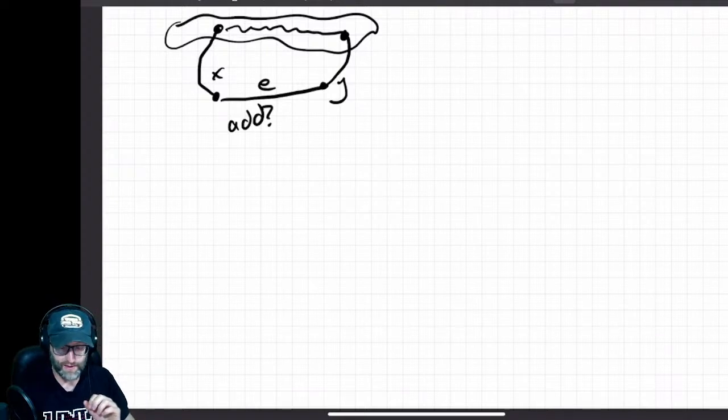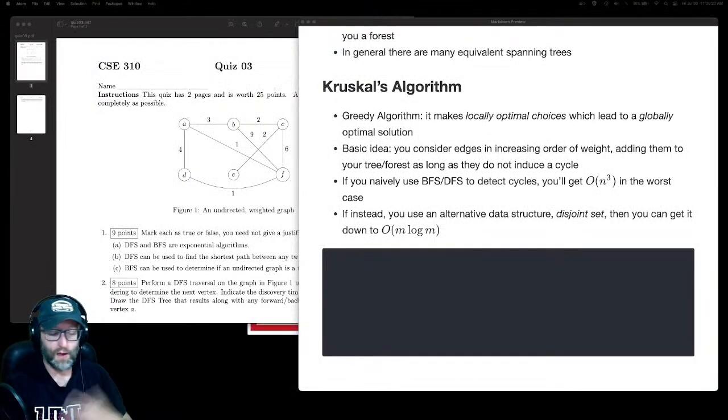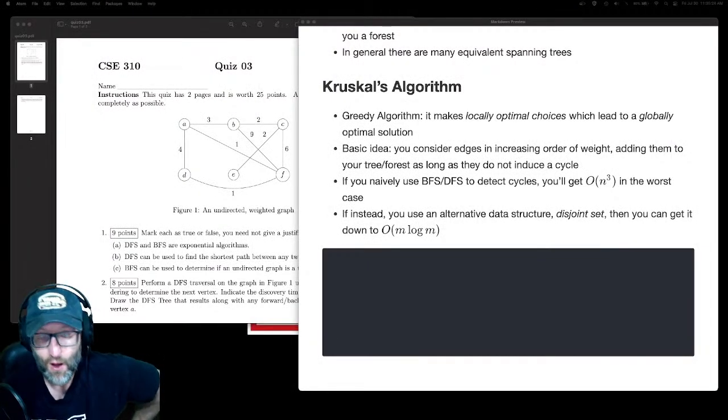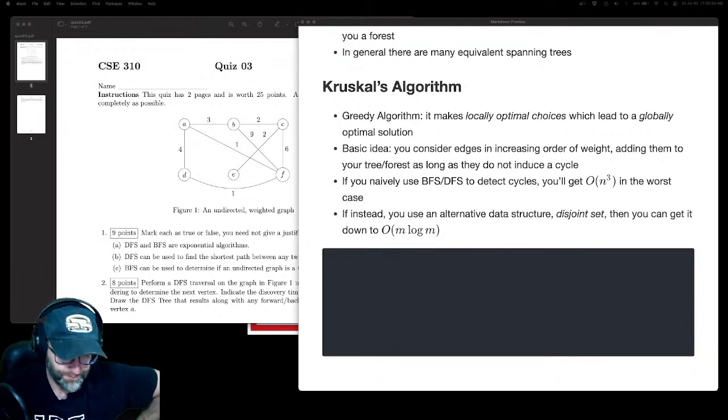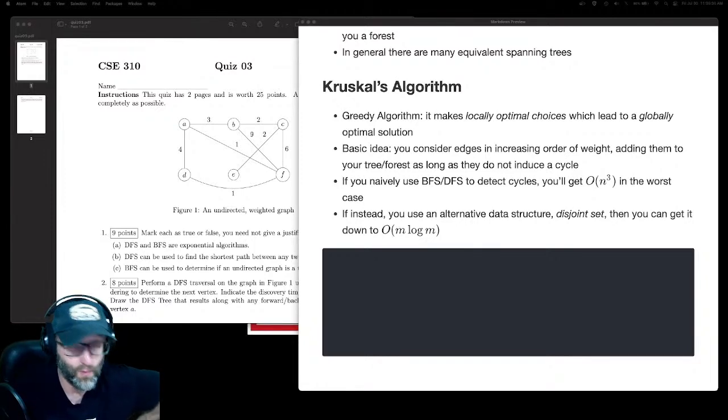And that's called a disjoint set data structure. Again, we're not going to go into the details today. We might do that on Monday. Instead, give me 1 second here. I'll be right back in 1 minute.